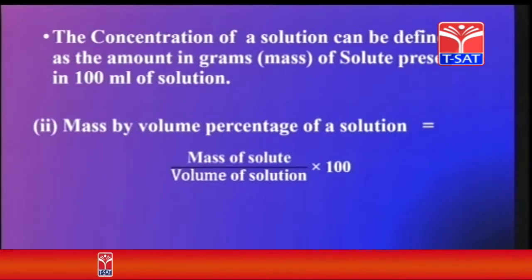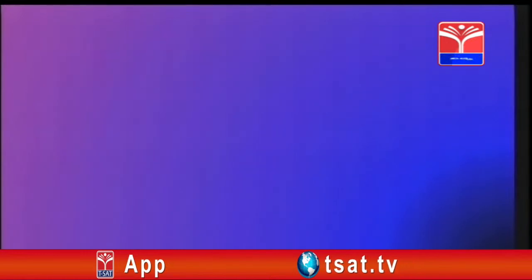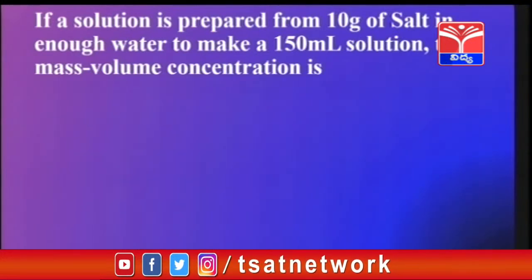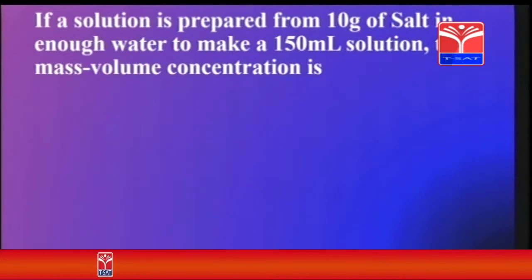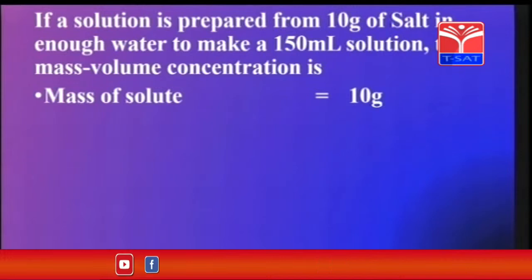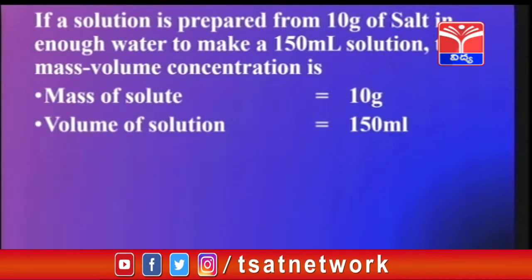So mass by volume percentage of a solution can be obtained by the formula mass of the solute by volume of the solution into 100. Let us do one example. If a solution is prepared by taking 10 grams of salt in enough water to make 150 ml of solution, then the mass volume concentration is given by the mass volume concentration formula. Mass of the solute we have taken here is 10 grams of salt, and the volume of the solution we have obtained is 150 ml.